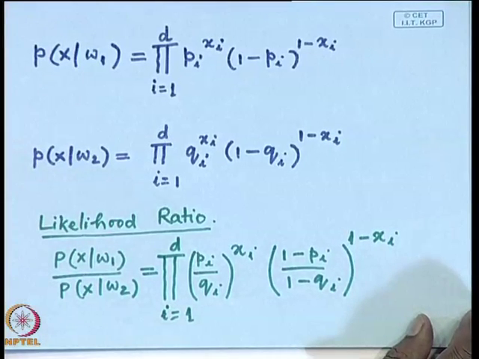x i is a single component, it is a scalar. Yeah, x i is a single component. The capital X is the vector, having d number of components. But the value of i will vary from 1 to d.